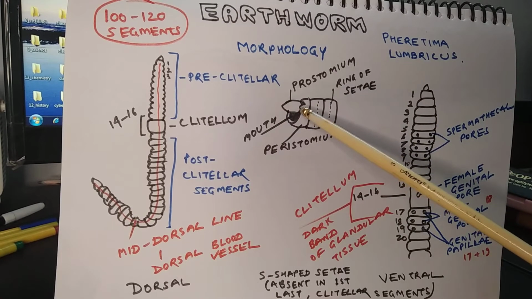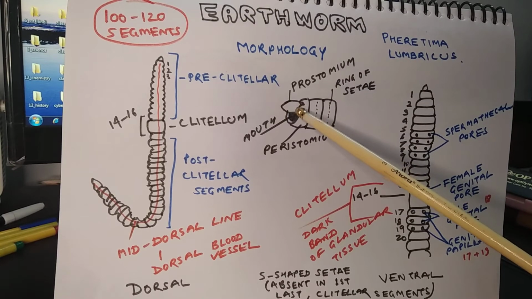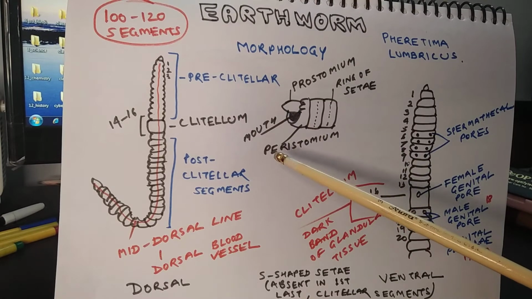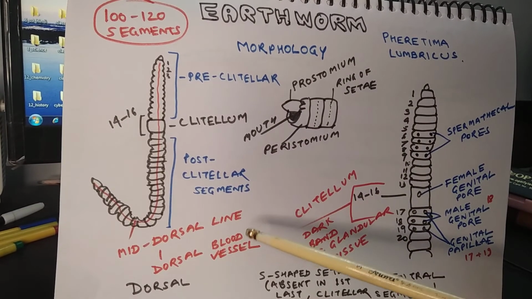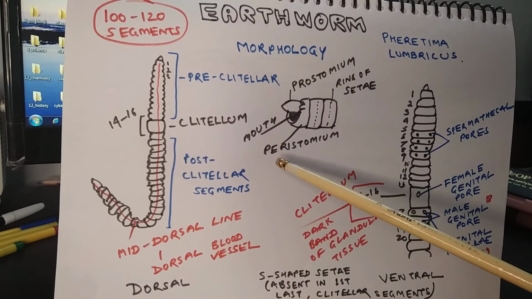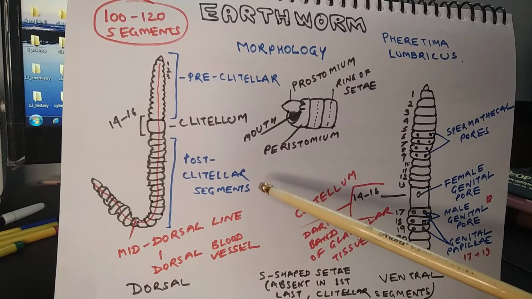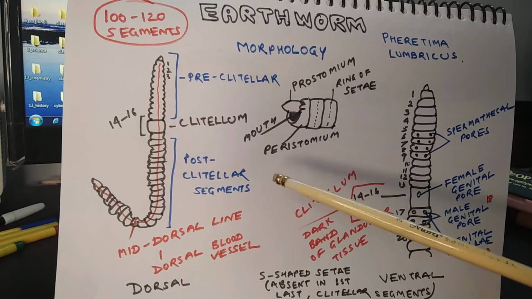Then there is a flap-like structure in front of mouth, and this is called prostomium. This is a wedge shaped structure. It works like a shovel. So, whenever the earthworm has to burrow the soil, it takes the help of prostomium. Moreover, prostomium also has sensory function. So, earthworm gathers information about external environment with the help of prostomium.